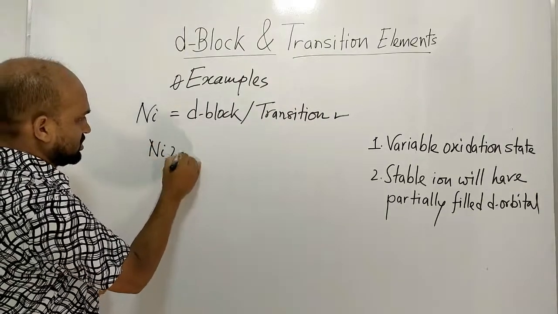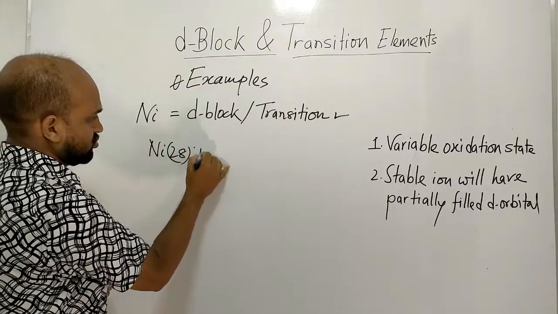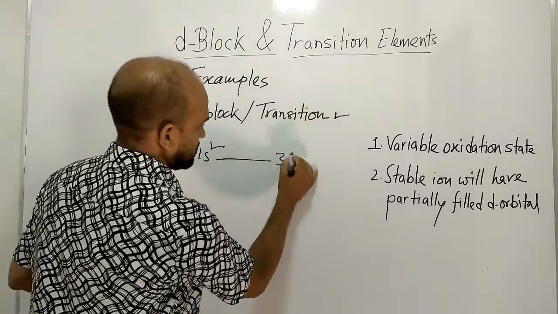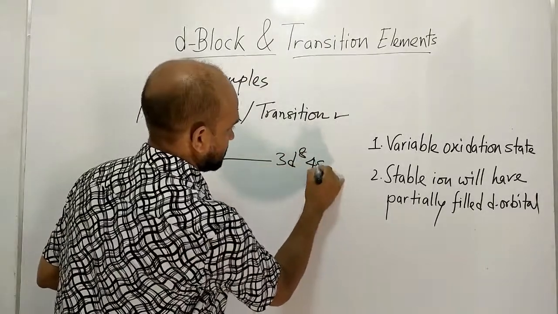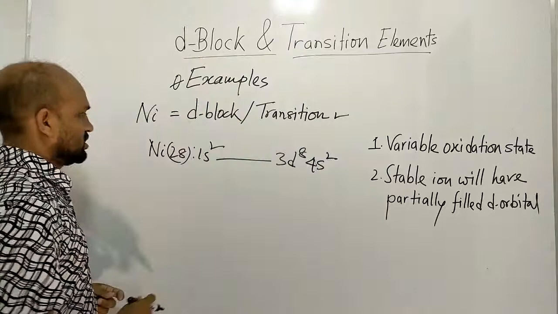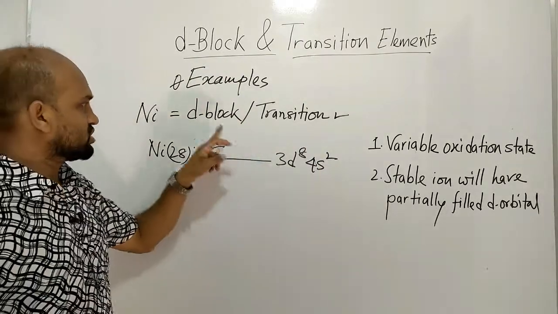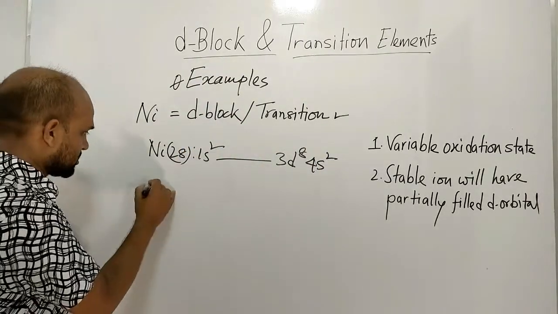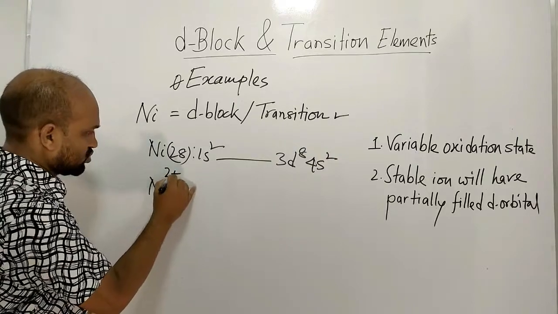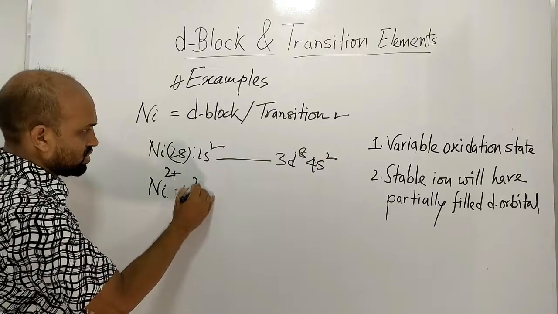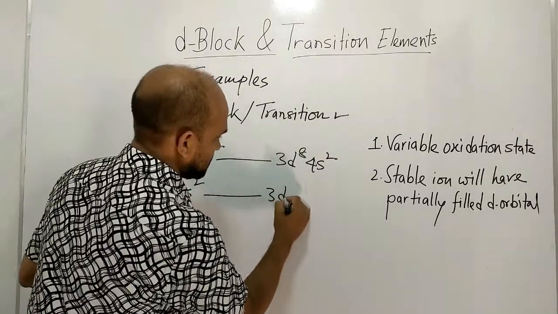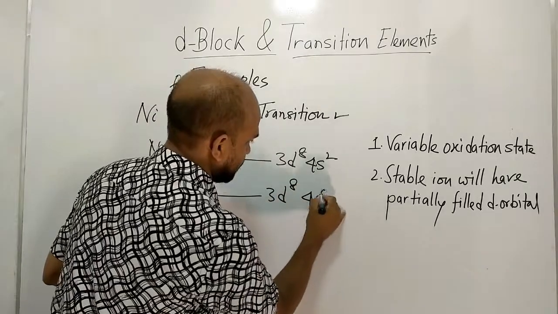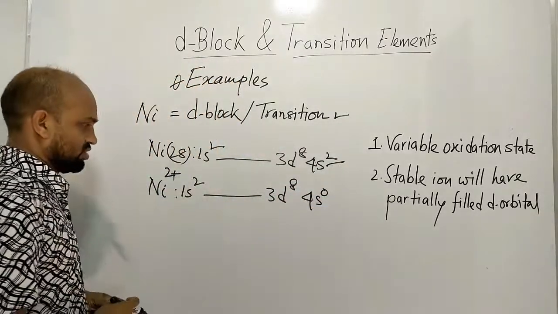Now let's see whether nickel is transition or not. Nickel 28, 1s2, 3d8, 4s2. The last electron enters the d orbital, so this is a d-block element. Now let's see some ions. Nickel 2+: 1s2, 3d8, 4s0. These two electrons will go away.